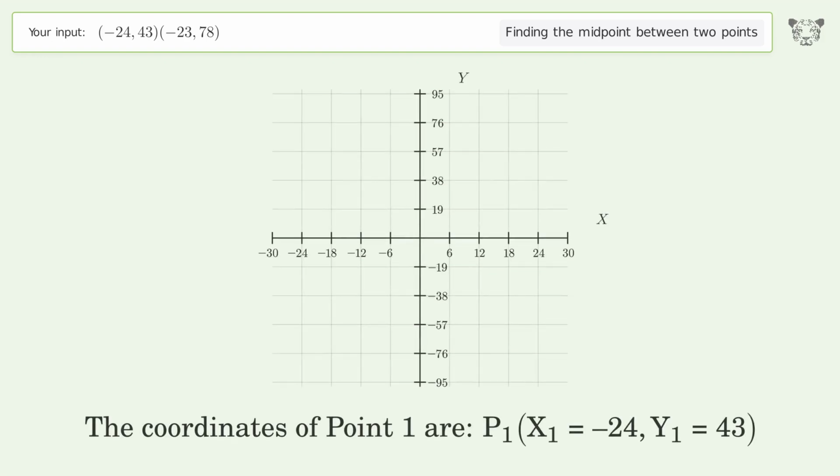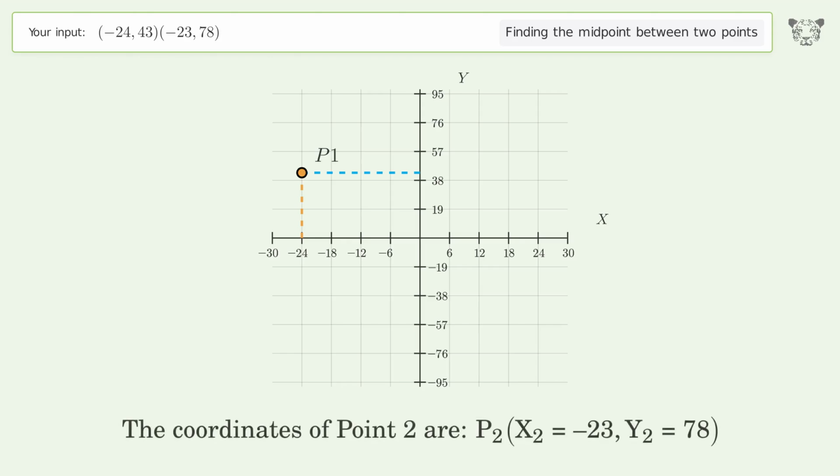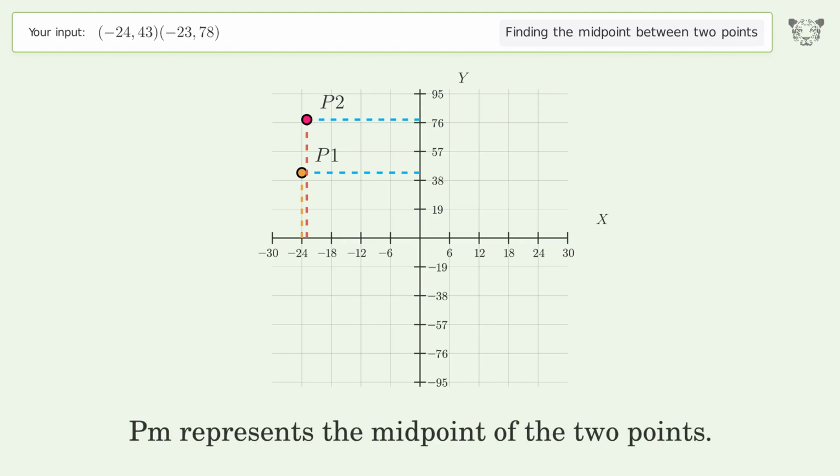The coordinates of point 1 are, x1 equals negative 24, y1 equals 43. The coordinates of point 2 are, x2 equals negative 23, y2 equals 78. PM represents the midpoint of the 2 points.